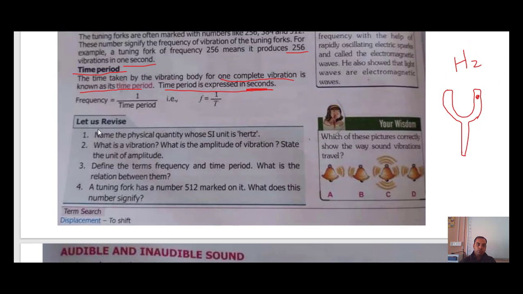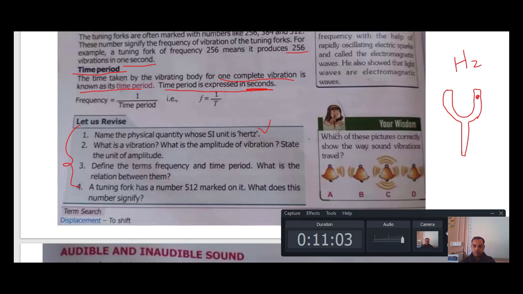Now, there are some other questions. Name the physical quantity whose unit is hertz. We have just discussed this one. What is vibration? What is the amplitude of vibration? State the unit of amplitude. We have also just discussed this one. So try to answer these four questions. If you have any doubt, you can ask. Okay.